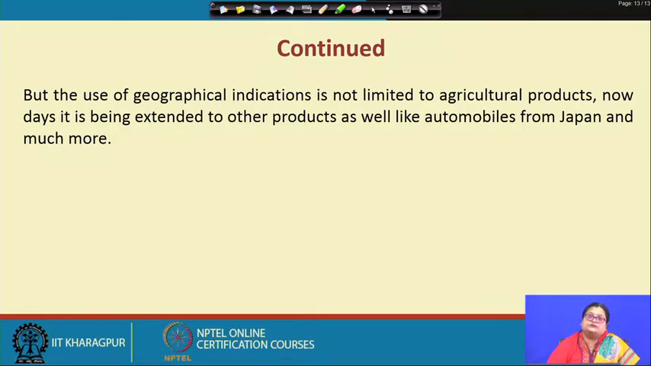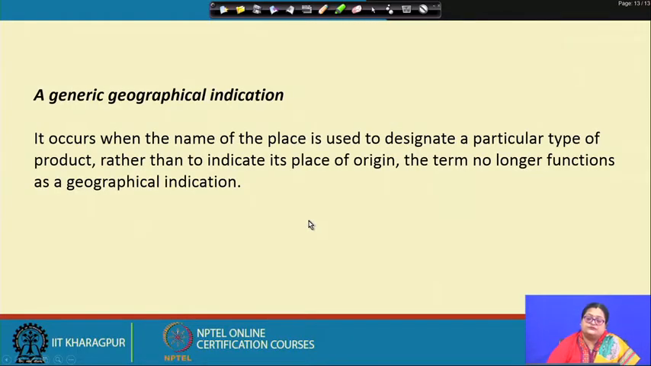However, it is not restricted to agricultural products; it can be used for other products as well, like automobiles from Japan. So, what is a generic geographical indication? It occurs when the name of the place is used to designate a particular type of product rather than to indicate its place of origin. Then it no longer functions as a geographical indicator.